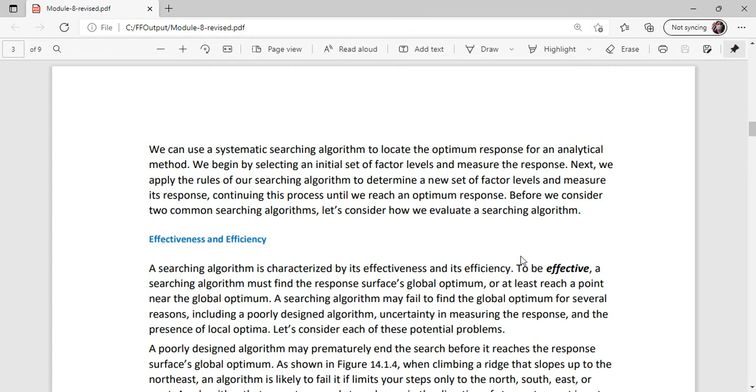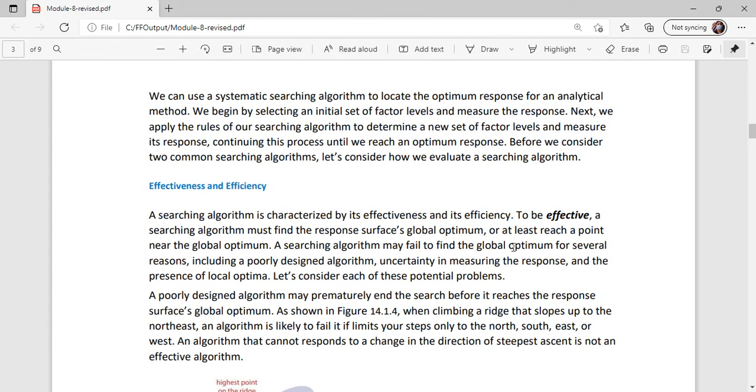Now, we can use a systematic searching algorithm to locate the optimum response for your analytical method. We begin by selecting your initial set of factor levels and measure the response. Next, we apply the rule for our searching algorithm to determine the new set of factor levels and also measure its response, continuing this process until we reach your optimum response. Before we consider two common searching algorithms, we consider how we evaluate a searching algorithm. Now, let us proceed to effectiveness and efficiency.